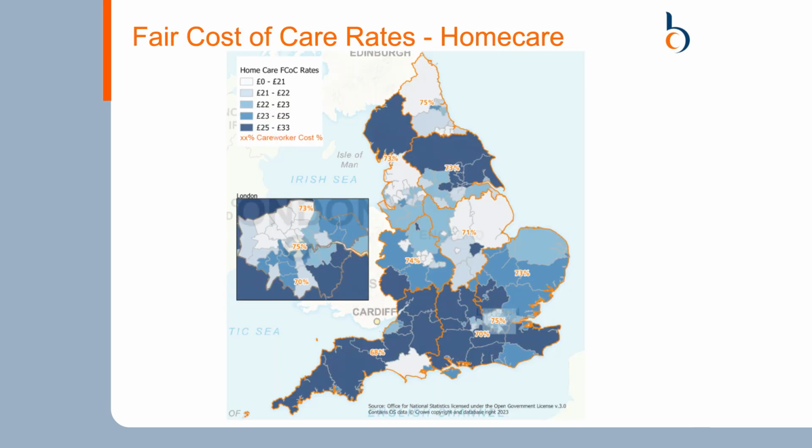The shading is the overall cost of home care, which goes from effectively £21 per hour in the light shaded areas, the Yorkshire numbers, Lincolnshire, the North East, up to the expensive end, which is the dark shading. And the percentages are the percentage that the care worker costs make up of that overall cost of home care. So 68% of the overall cost is made up of care worker costs, compared to London and the North East, which is 75%.